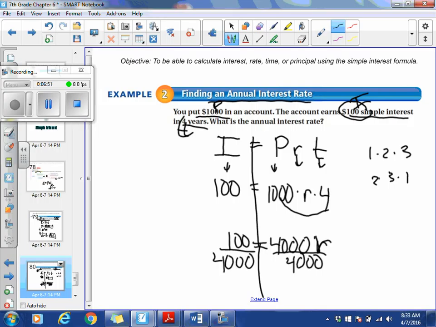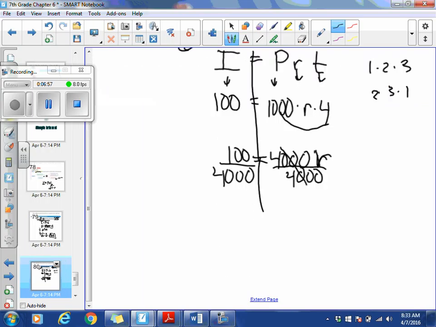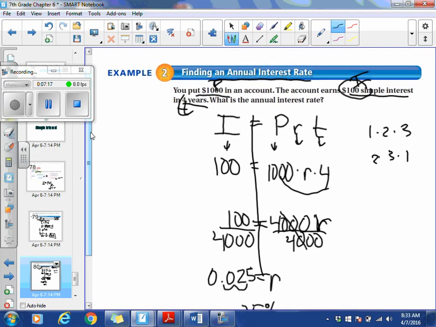If you need to pause and catch up in writing, you can do that. All right, 4,000 divided by 4,000 is 1. I'm left with R equals 0.025. My rate equals my interest rate as a percent, 2.5%. So my interest rate is 2.5%. Every year, I'm getting paid 2.5% extra in interest.